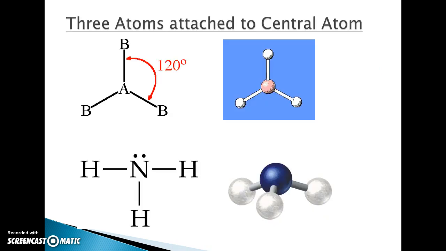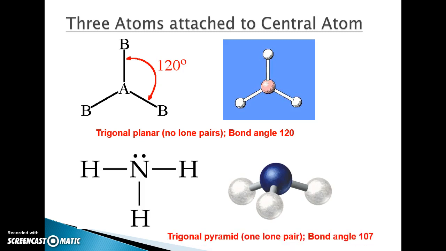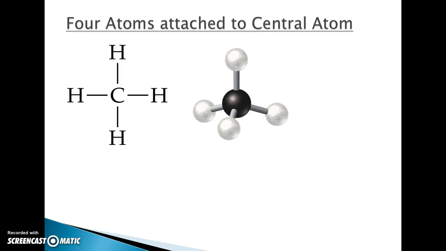When we have 3 atoms attached to a central atom, again we see differences based on the presence or absence of lone pairs. The first molecule has no lone pairs in the central atom, so the furthest distance that these bonds can be away from each other is 120 degrees. Okay? If there is a lone pair, however, this becomes a trigonal pyramid, where the bond angle is about 107 degrees. Now, when we have 4 atoms attached to a central atom, typically this is a tetrahedral with bond angles of 109.5.